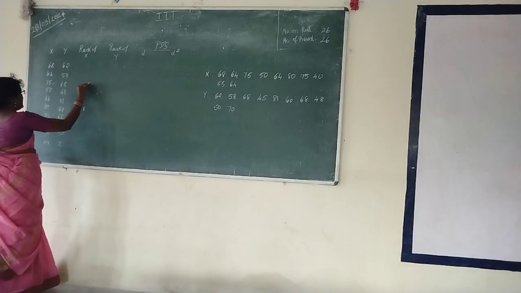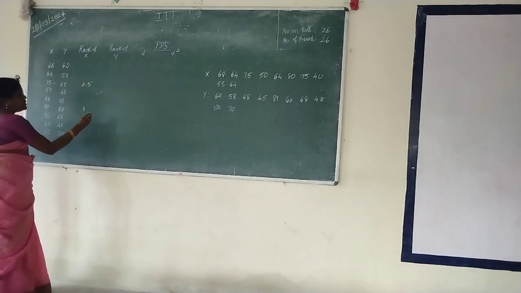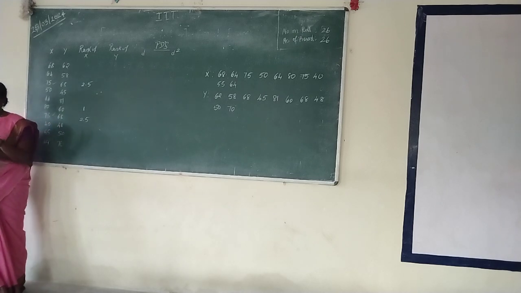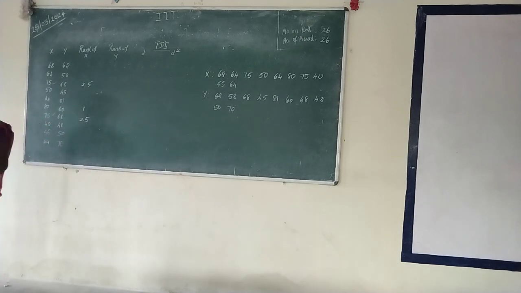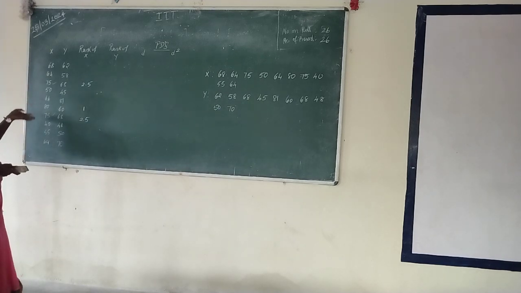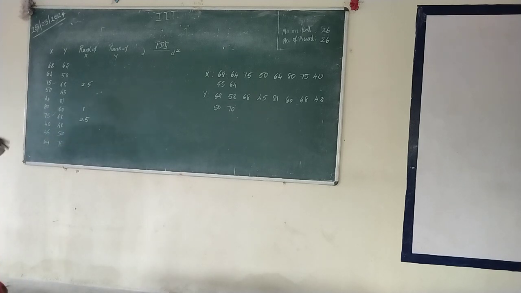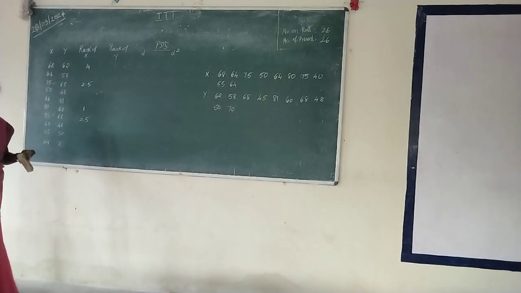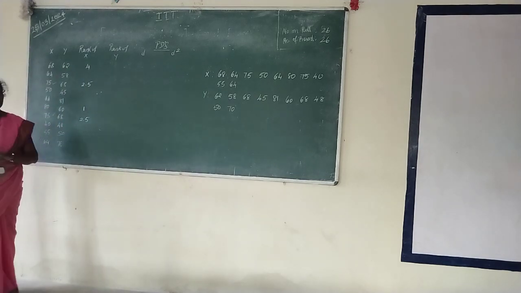So 2.5, 2.5. What is the next ranking you should start with? 4, because I already shared 2 and 3. You should start only with 4. Which is the next highest value? 68. Only once? Yes. So give it the rank 4. What is the next value?